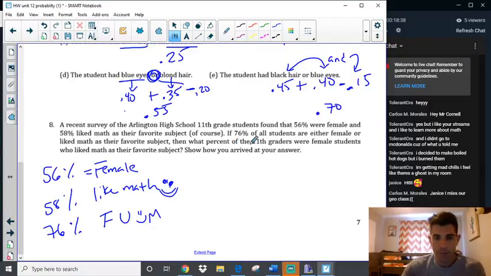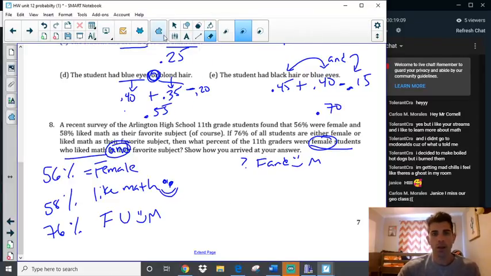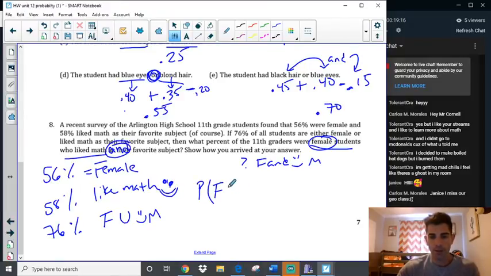So then they say, what percent of 11th graders were female students who liked math as their favorite subject? Female students who like math, and, okay, this is an and, so you want to be female. So the question is female and like math. It's kind of a backwards one. So you're looking at the or probability because that's kind of the only area we know about where we're using that. So probability of female or liking math, right? That they told me was 76%. Okay, they said that part.